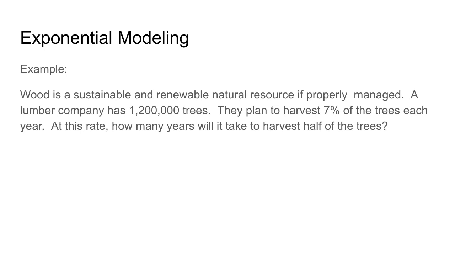This is an excellent problem for exponential modeling because it is decreasing by a set percentage each year, as opposed to decreasing by a certain amount of trees each year. So since we're decreasing by a set percentage, we can set up an exponential model. We know what our initial value is. We can create our decay factor since we have this percent decrease. And we know what value we want to reach. If we want to reach half of the trees, if there's 1,200,000 trees right now, half of that would be 600,000. So with that information, we ought to be able to model this scenario with an exponential equation.